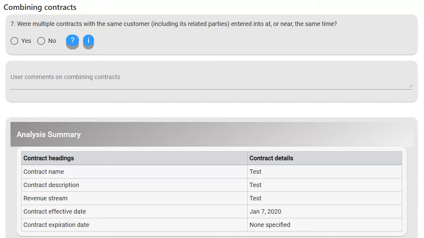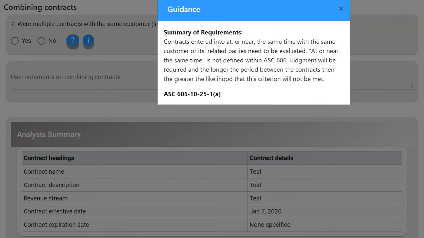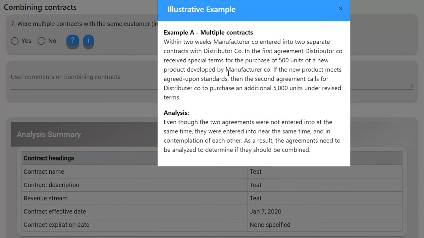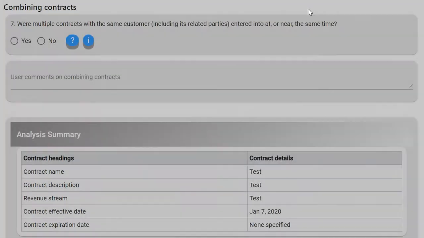This is similar to what currently exists under existing GAAP, so the concept is not completely overhauled, but there are some specific requirements that must be met before these contracts are required to be accounted for as a combined contract. So the first question asks if these contracts were entered into at or near the same time. As with all of these questions, you'll see a question mark to give you a simple summary of what the requirements are, as well as an i, which will give you an example of how to apply those requirements.